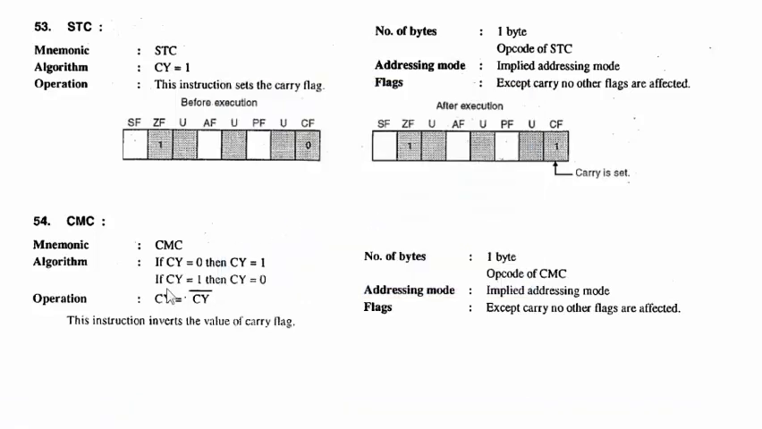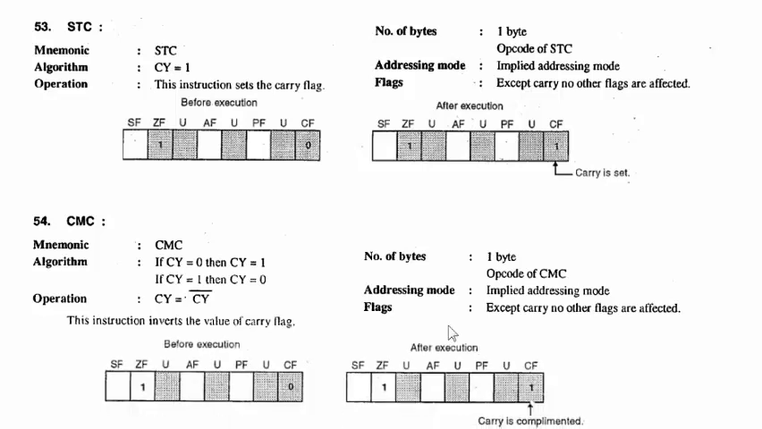Next instruction is CMC, that is complement the carry flag bit, or simply the inversion operation of the carry flag bit. If suppose carry flag bit is 0, after the execution of CMC you will get carry flag 1. If suppose you are having 1, after the execution that 1 gets inverted to 0. Its operation is given as CY equal to complementation of CY, the carry flag bit.